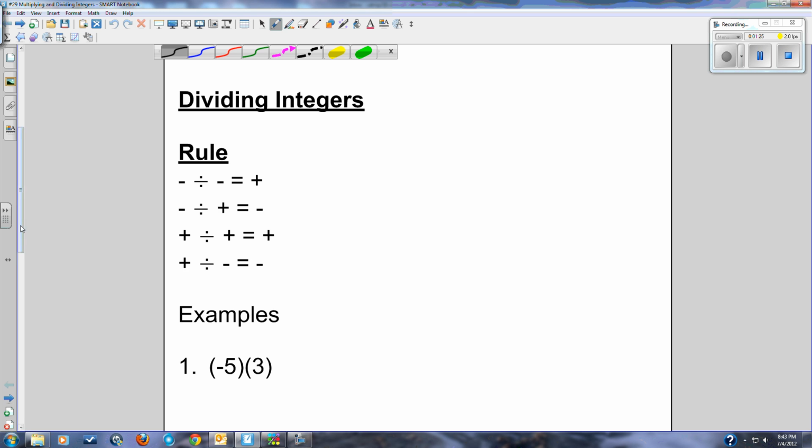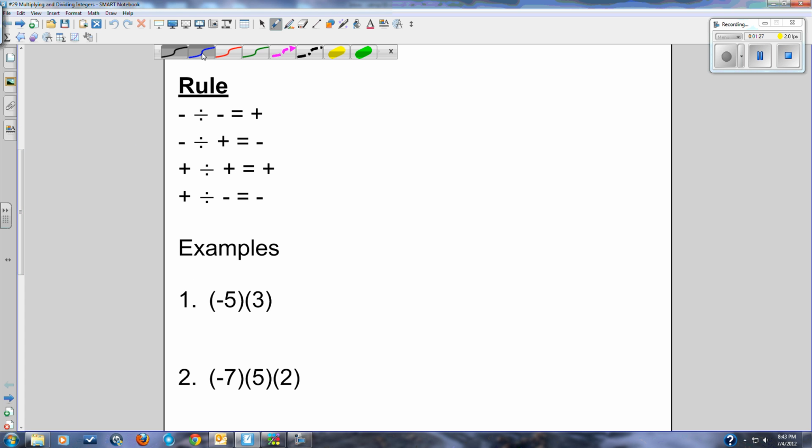Let's see how this actually works. Let's look at some examples here. Let's say we have negative 5 times 3. So we have a negative times a positive. Well, that answer will be negative, and 5 times 3 is 15. So our answer is negative 15.